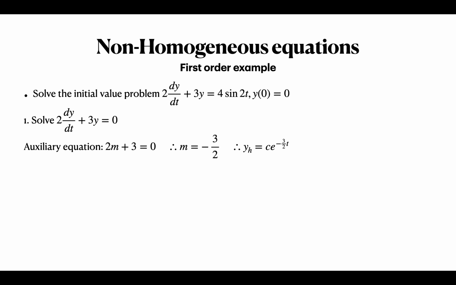We look at the differential equation with the right-hand side. We look at the full differential equation. You've got 2 dy/dt plus 3y is equal to 4 sine 2t. And we're going to guess a solution based on what's on the right-hand side. Now, what's on the right-hand side here, guys, is a sine wave. So we're going to guess a sine wave plus a cos wave, because sine and cos always occur together.